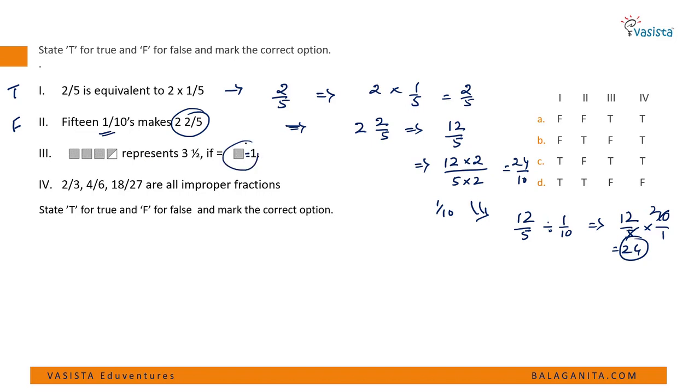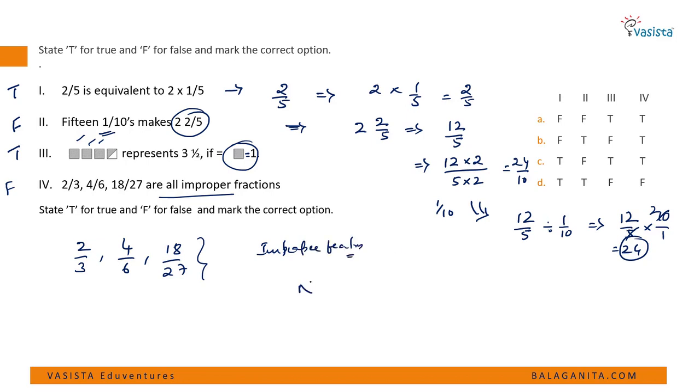Now third one, 1 2 3 and half represent 3 and half if 1 is equal to 1. So 1 2 3, 3 and half. It is true. Now the fourth one, this is 2 by 3 they have given, 4 by 6, 18 by 27 are all improper fractions. No, it is false. Why? In case of improper fraction, the numerator is greater than the denominator. Here in this case, the numerator is less than the denominator in the first one. Second one is also the same. Third one is also the same. That's why it is false.